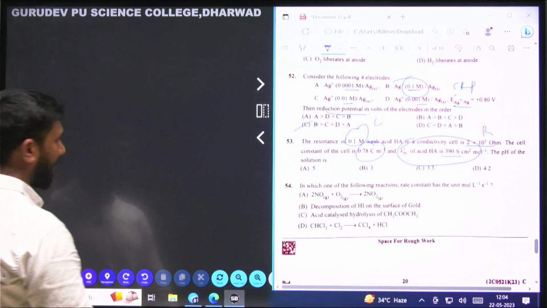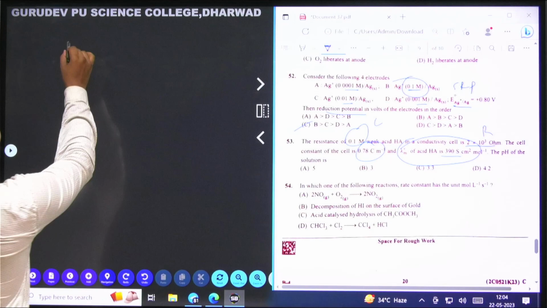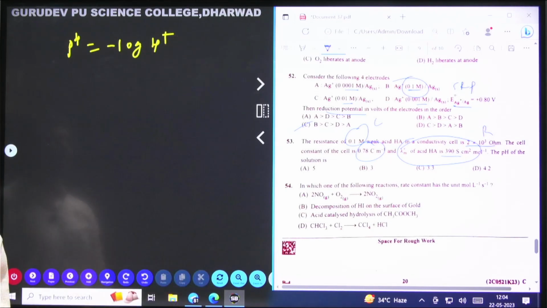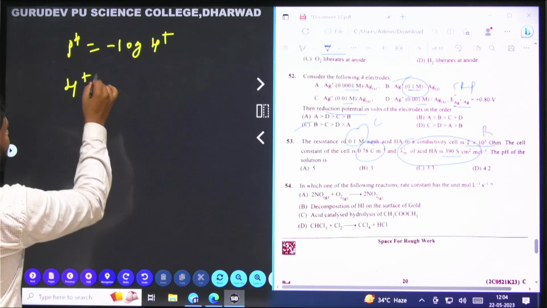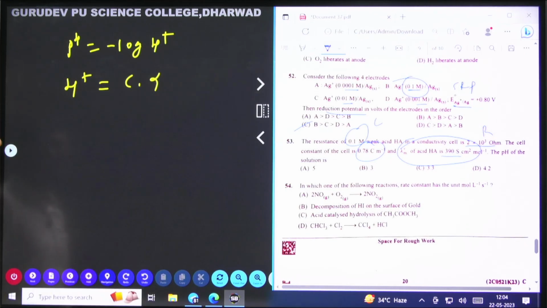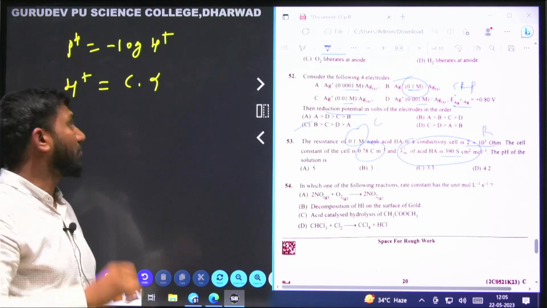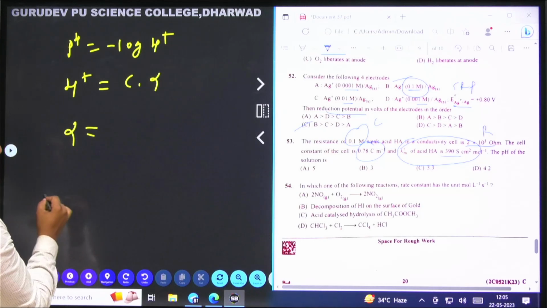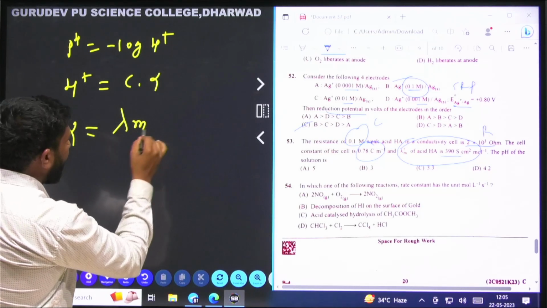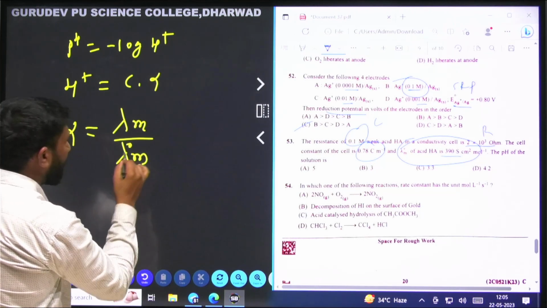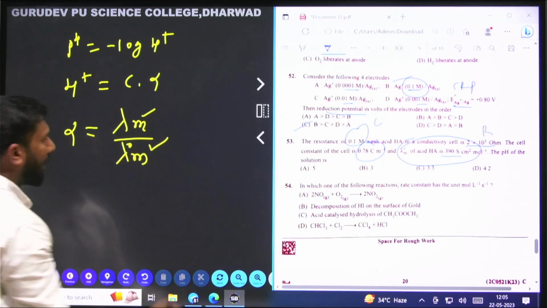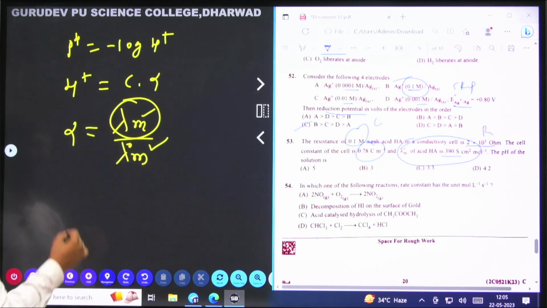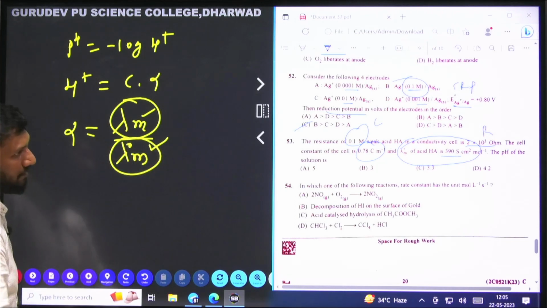This question's answer is a bit lengthy. So pH of the solution, we know the formula: pH is equal to minus log H plus ion, the negative logarithm of concentration of H plus ion. So concentration of H plus ion is equal to C into alpha. Here alpha is the degree of dissociation and C is the concentration. Alpha is equal to the degree of dissociation given by lambda m by lambda naught m, the molar conductance and molar conductance at infinite dilution. So first we have to find out lambda m. Lambda naught m is already given in the problem.